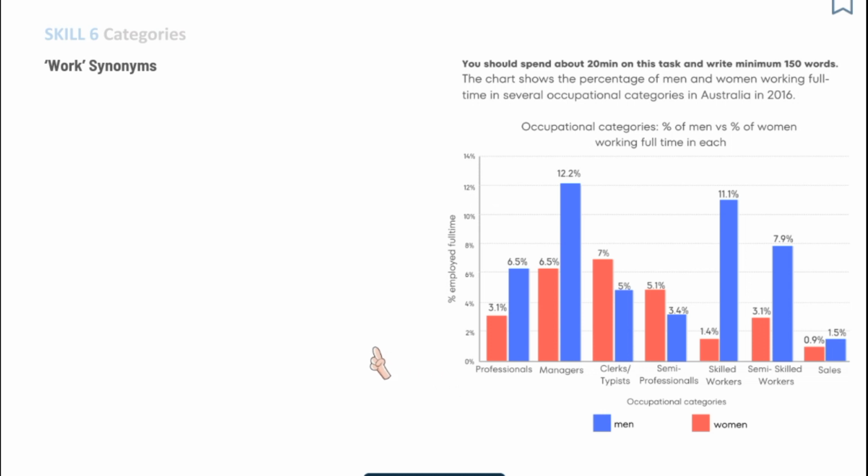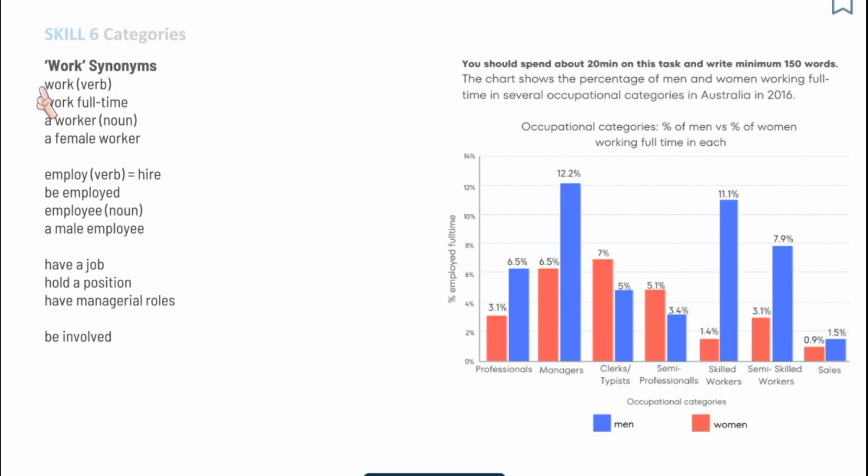All right, the graph is about employees, right? Men and women working full-time in several occupational categories. So which synonyms of the word work can we use? So work can be used as a verb, of course. And we can use phrases like, for example, work full-time. We can also use the noun, a worker. And for example, we can say a female worker or a male worker.